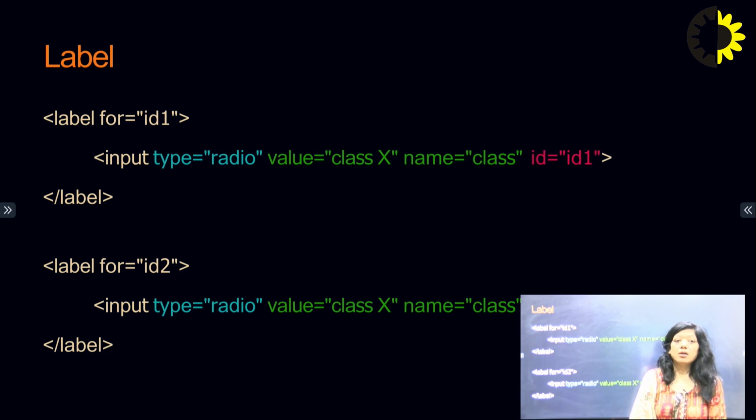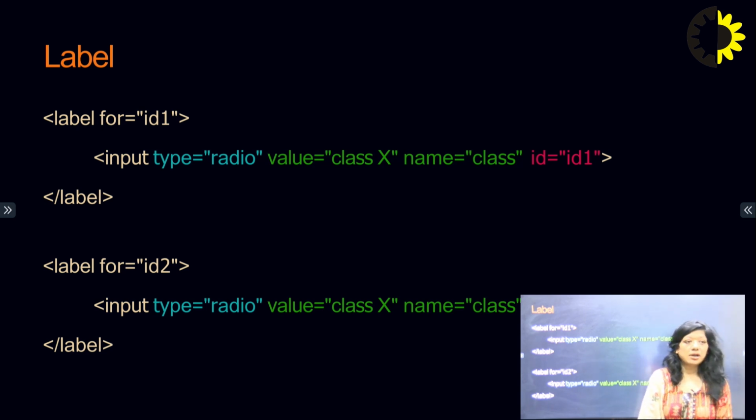Again, next thing is label. So what is the use of label? Suppose I have created many types of input. I want to set a different label for different kinds of input type. That time we use label. We can make labels for different names and for different placeholders.